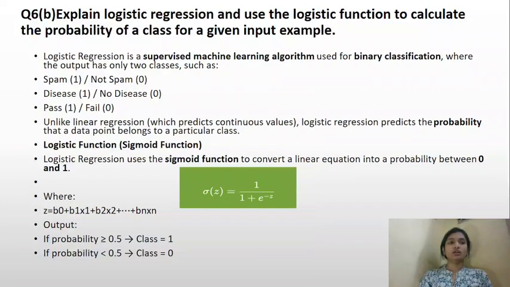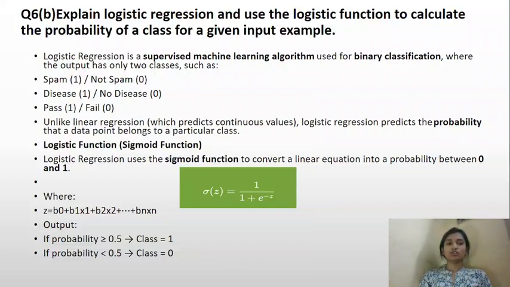Question number 6, part B. Explain logistic regression and use the logistic function to calculate the probability of a class for a given input. Example. Logistic regression is a supervised machine learning algorithm used for binary classification where the output has only two classes, such as spam, not spam, disease, no disease, pass, fail. Unlike linear regression, logistic regression predicts the probability that a data point belongs to a particular class.